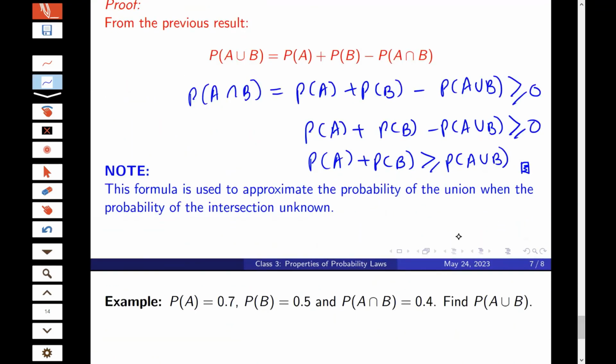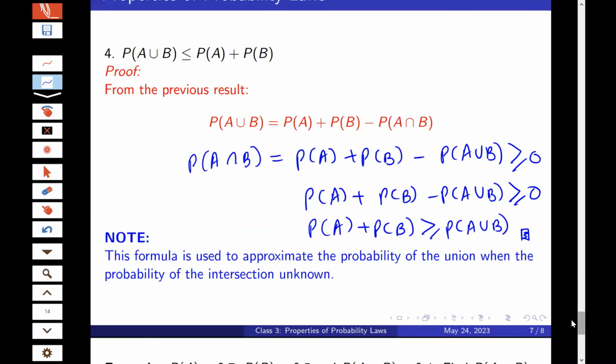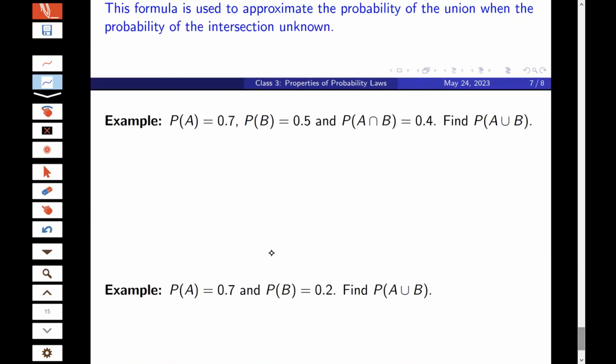This fourth property is important when we don't know about the intersection. If you don't have information about the intersection, or the intersection is unknown, then we can find the upper bound of the union. We cannot find the exact probability of the union, but we can find the upper bound for the probability. Okay, so those are the rules I need to discuss in this class, and I will do 2 examples.